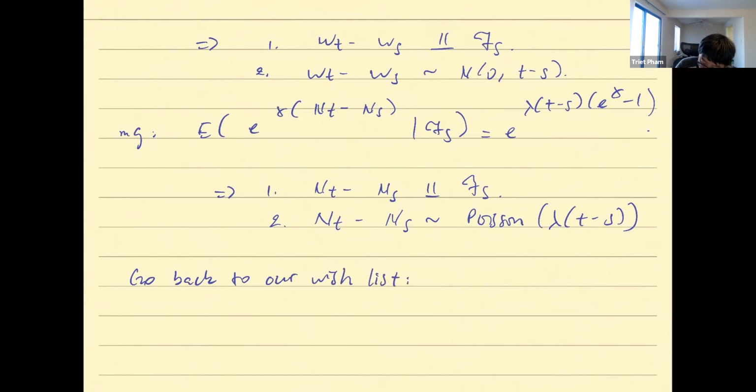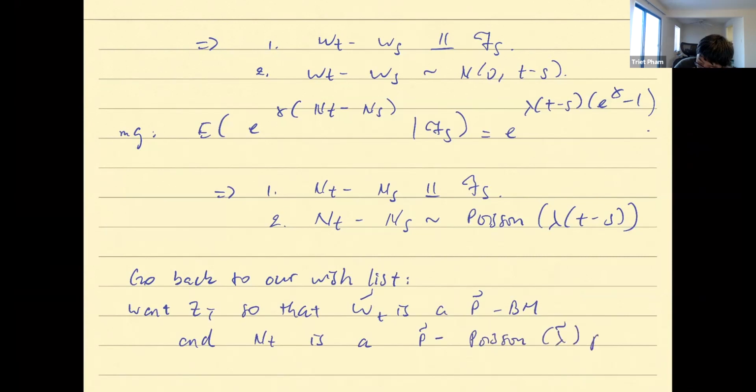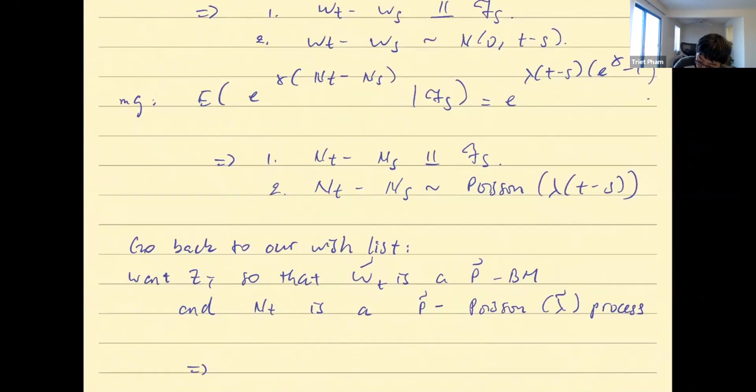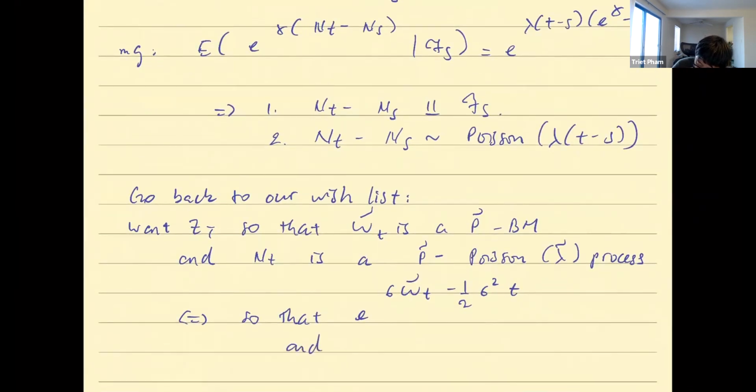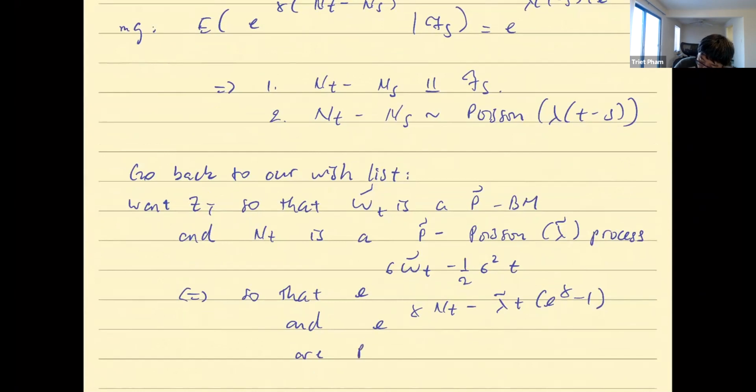So to say that we want ZT so that W tilde is a P tilde Brownian motion, and NT is a P tilde Poisson lambda tilde process, is the same as saying you want ZT so that e to the sigma W tilde T minus 1/2 sigma square T and e to the gamma NT minus lambda tilde T e to gamma minus 1 are P tilde martingales. Okay.